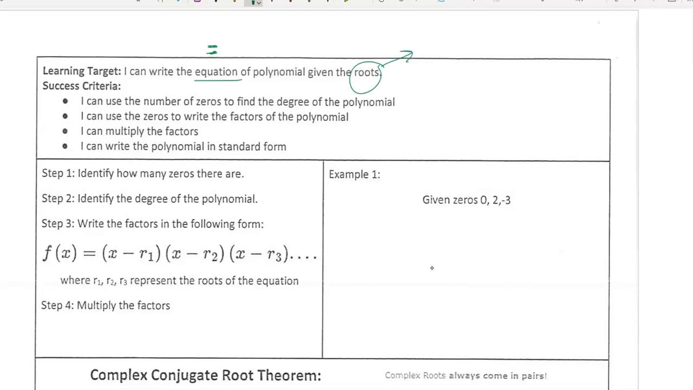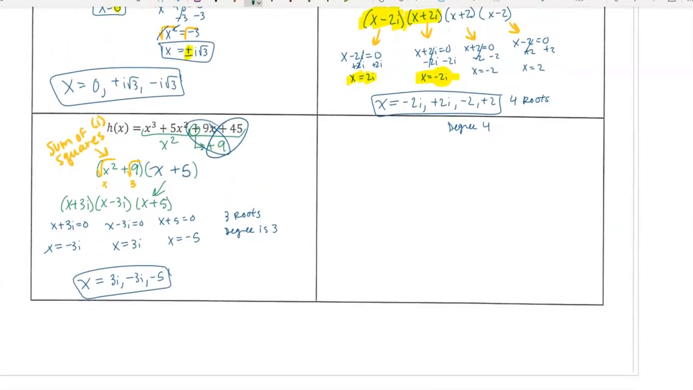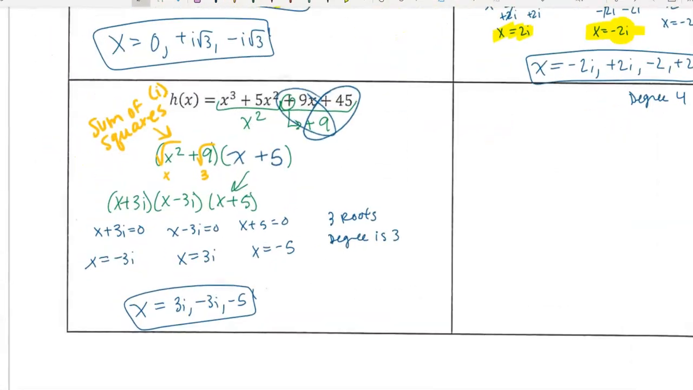Again, when we say roots, what are some words for roots? Zeros, solutions, x-intercepts. All right, so our success criteria says I can use the number of zeros, roots, solutions, x-intercepts to find the degree of the polynomial. We just did that on the last one. We found the roots, and we were able to determine the degree. Well, we're going to do that now, but here, let's look back at this example.